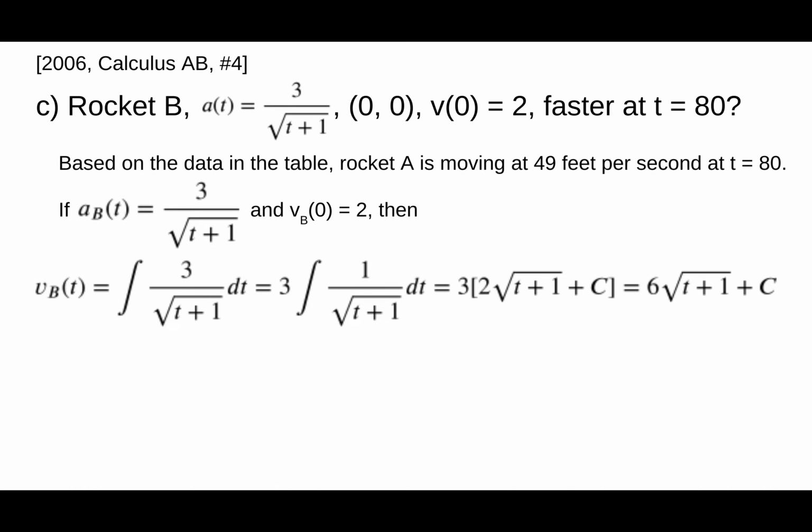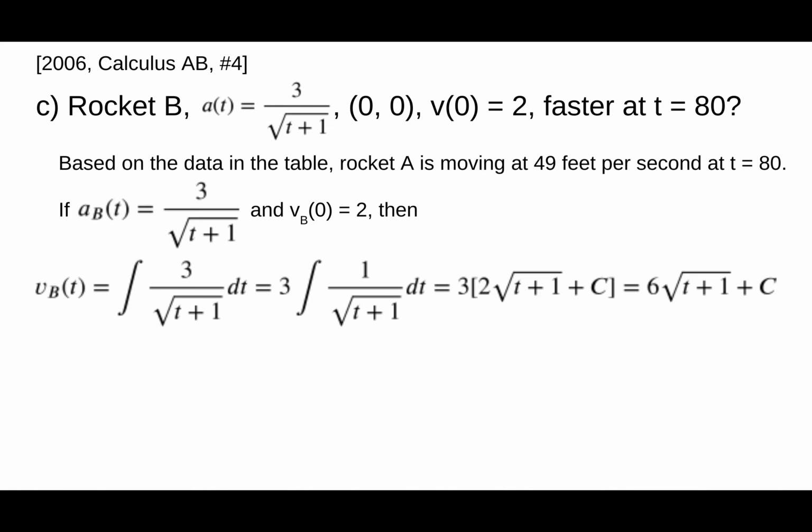All right, so that would be the antiderivative of 3 over the square root of t plus 1, which is 3 times the integral of 1 over the square root of t plus 1 dt. Use the power rule for this, I think, would be okay. We have 3 times 2 times the square root of t plus 1 plus a constant. So we get 6 times the square root of t plus 1 plus c.